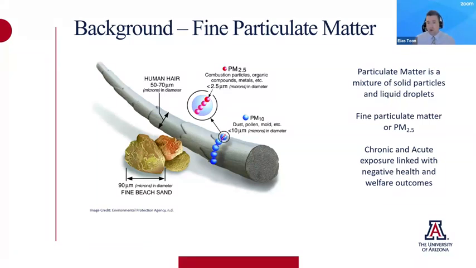And these are particles that are regulated by the EPA under the National Ambient Air Quality Standards as a criteria air pollutant. And exposure to PM2.5 has been linked through epidemiological studies, both chronic and acute exposure, to negative health outcomes. Some of those negative health outcomes are things such as increased rates of asthma, and it has even been linked to things like mortality.